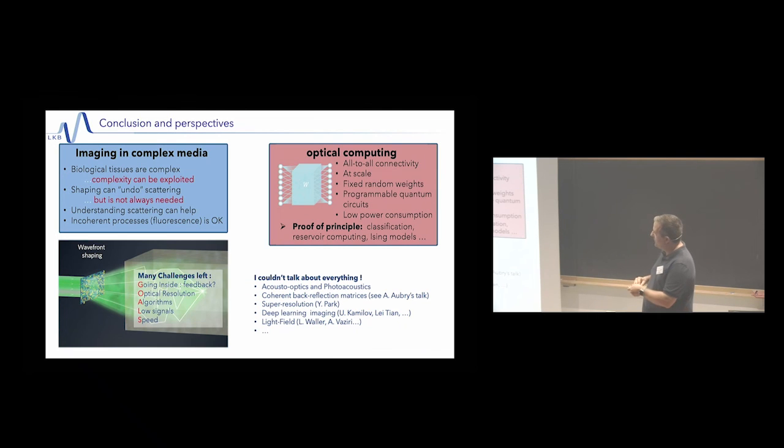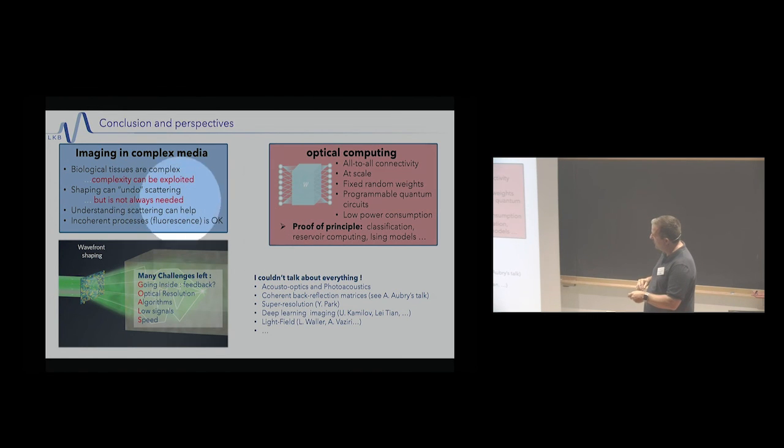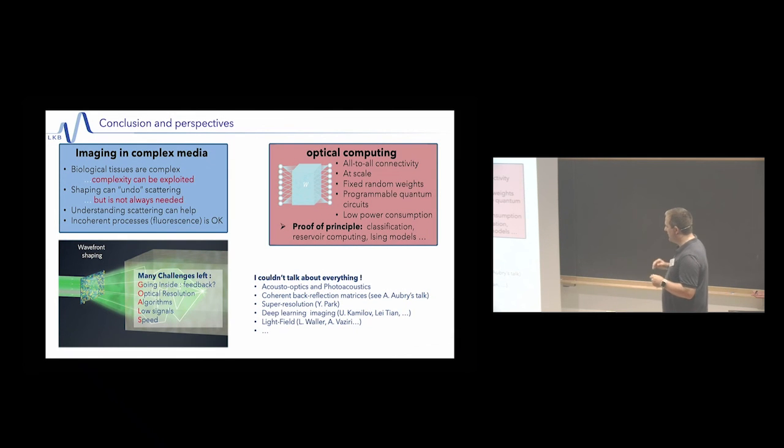I tried to convince you that imaging, I told you that already. I couldn't talk about everything, so I didn't mention much acousto-optics and photoacoustics, even though it's quite an active field. I didn't talk about coherent back reflection matrices, and you will see more of that from Alex's talk later on. I didn't talk about super resolution. I didn't talk about deep learning imaging, but there's a lot of work in using deep learning for tomography of complex media. And you can also adapt many different imaging techniques, such as light field, to imaging in scattering media.